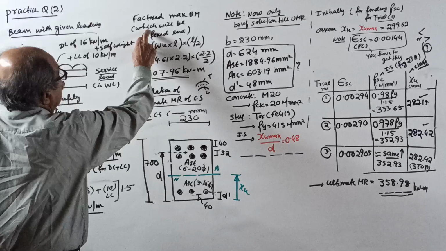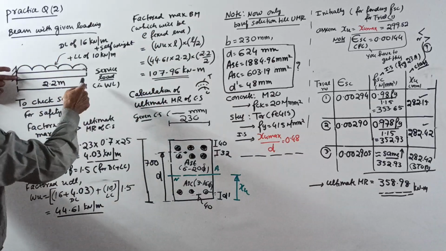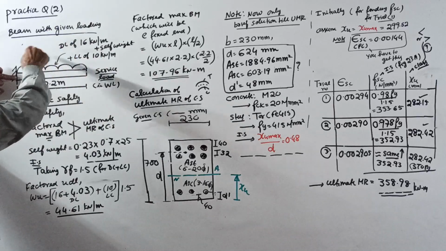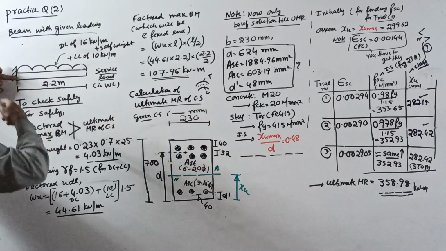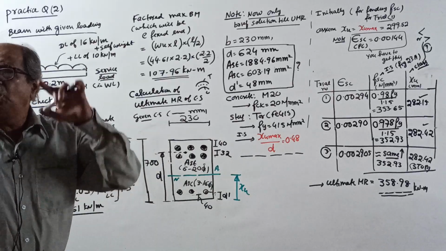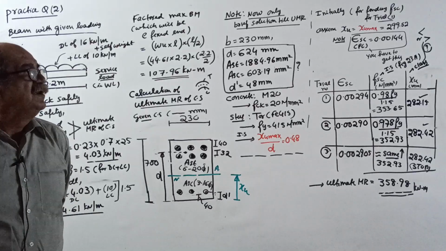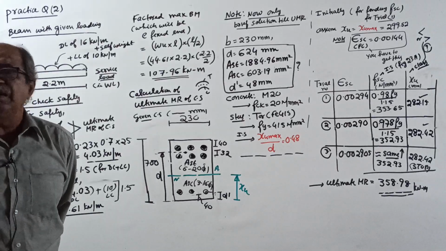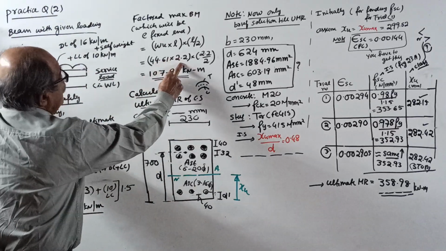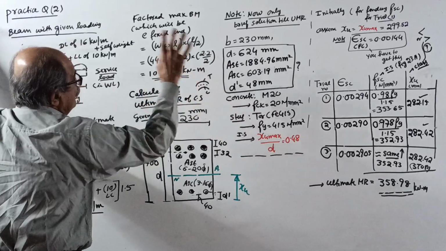Factored maximum BM. Remember, fixed cantilever, which will be at the fixed end, the formula is, if you take UDL as WU, WU L squared by 2. These all I can't explain here. If you want more knowledge, go to my playlist and search for the SFD BMD course, where you can see everything. Okay. WU 44.61 into 2.2 into 2.2 by 2, 107.96 kilonewton meter.